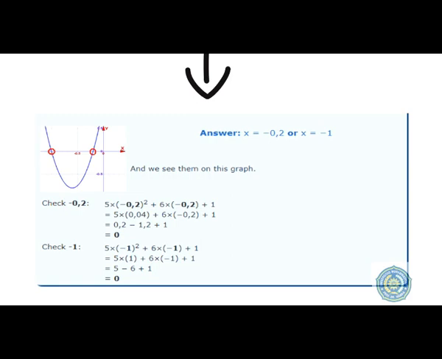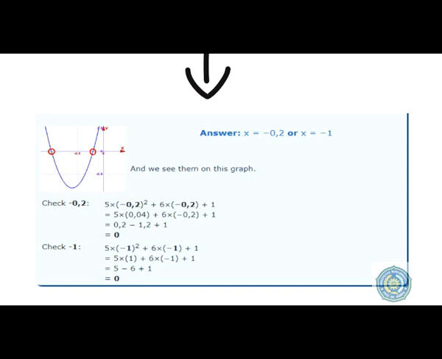The first check, minus 0.2. 5 times bracket minus 0.2 squared plus 6 times bracket minus 0.2 plus 1 equal to 5 times 0.04 plus 6 times minus 0.2 plus 1 equal to 0.2 minus 1.2 plus 1 equal to 0.